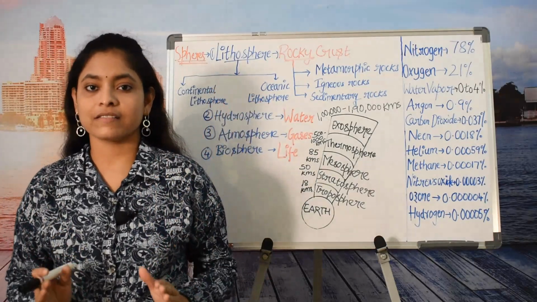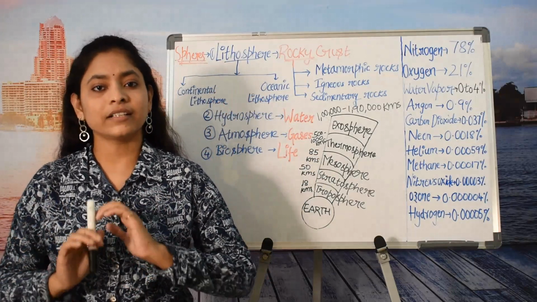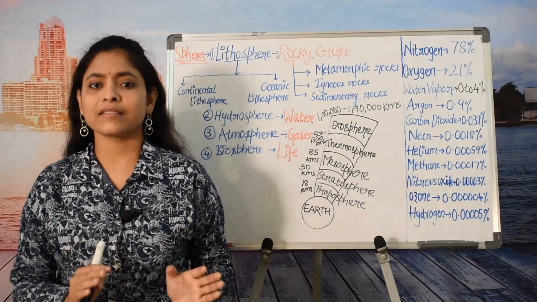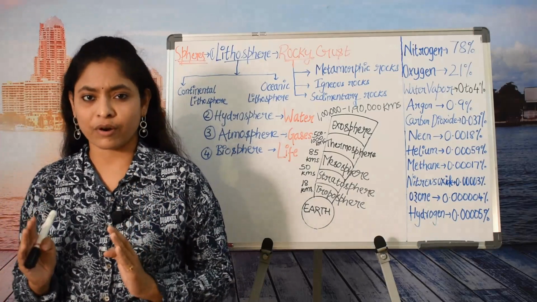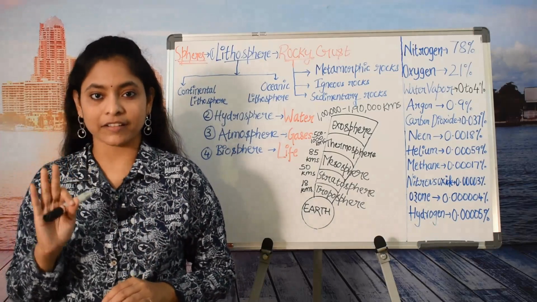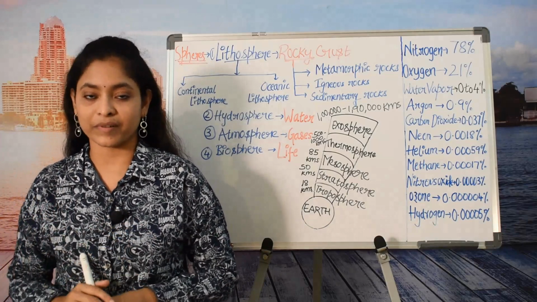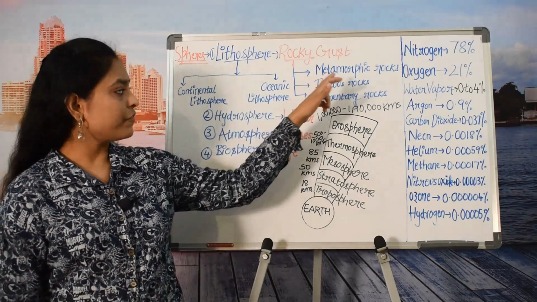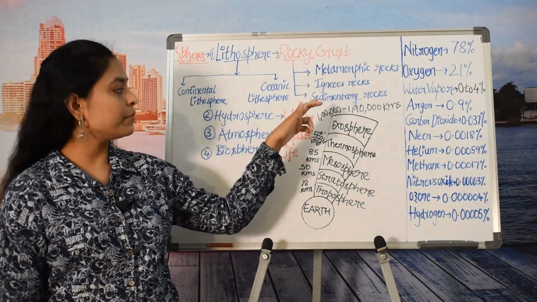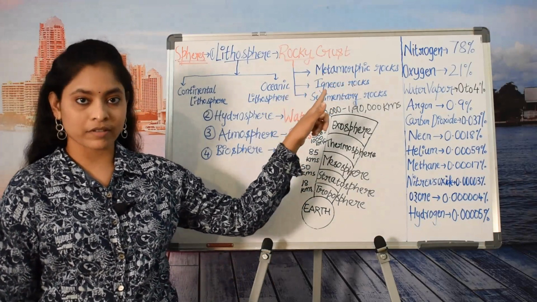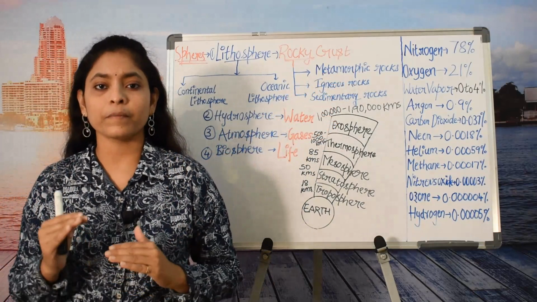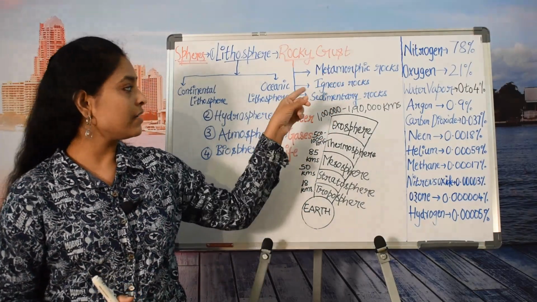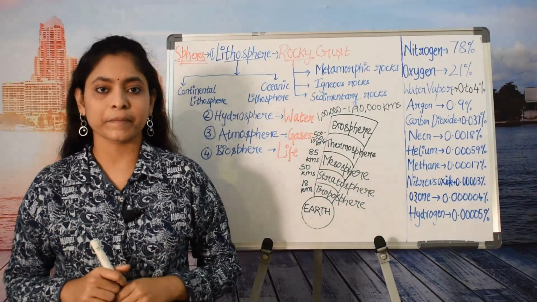Now, let's know about each of the spheres in detail, starting with lithosphere. Lithosphere is referred as the solid rocky crust that covers the entire planet. This solid rocky crust is composed of number of different rocks that are grouped into 3 categories based on how they are formed. The 3 different types of rocks are metamorphic rocks, igneous rocks, sedimentary rocks. Metamorphic rocks. A metamorphic rock is formed by the heat and pressure from the pre-existing rocks.